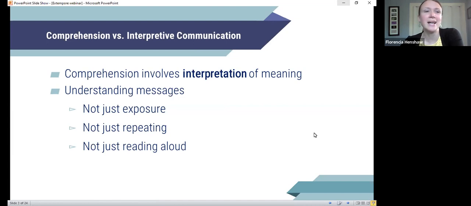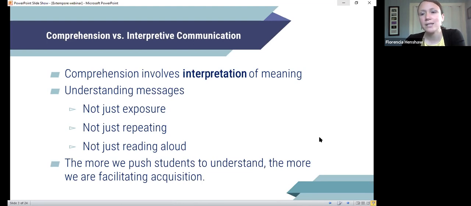What you'll see in many of the activities that I'll present today is that it is not just exposure, it is not just repeating, or it's not just reading aloud. Those types of activities do not involve understanding messages, understanding language, and so they would not count as comprehension-based activities. And we can argue whether those count as input. I would say no, because to me, input has to involve meaning.